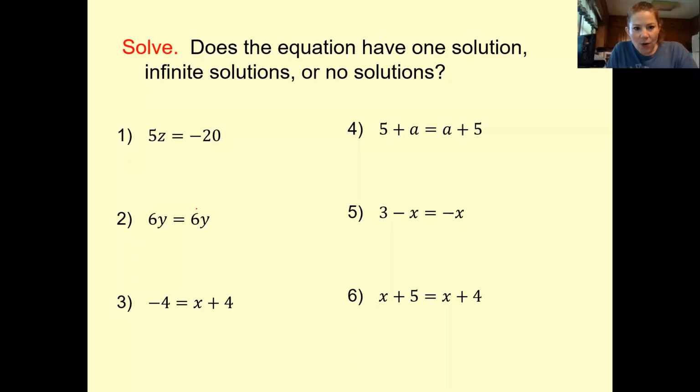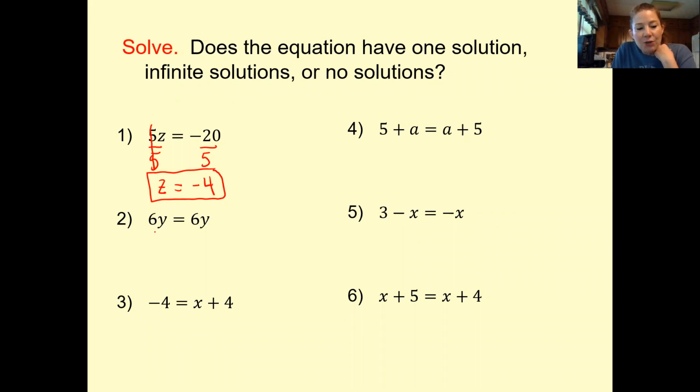All right, so on the first one, we can solve for z by dividing by 5. I don't know my letters, you guys. So 5 divided by 5 is 1, and 1 times z is z. -20 divided by 5 is -4. So obviously that's one solution, and the one solution is z equals -4. Don't forget your integer rules: a negative divided by a positive is a negative.